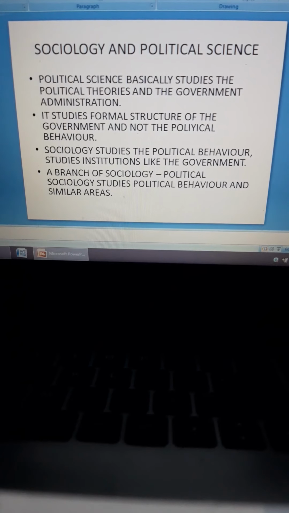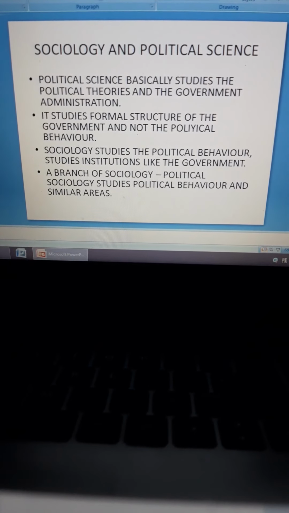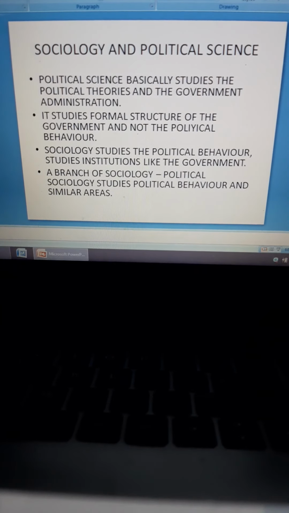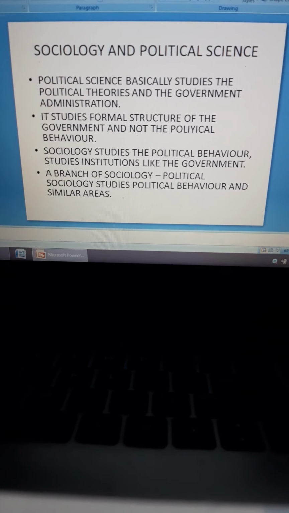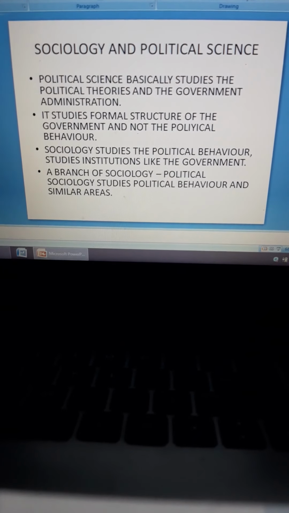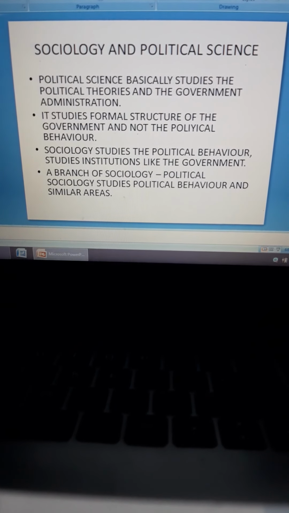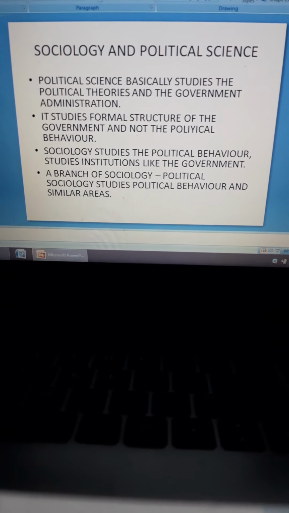So, as political science studies government formation, the structure of the parliament, the Rajya Sabha, the Lok Sabha, the panchayats, municipal corporations, sociology studies the government in itself, as an institution, and how people behave politically. All of this is studied by sociology. So there is a branch of sociology called political sociology, which studies political behavior and such areas.